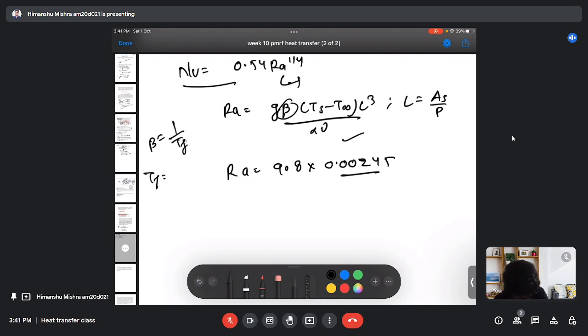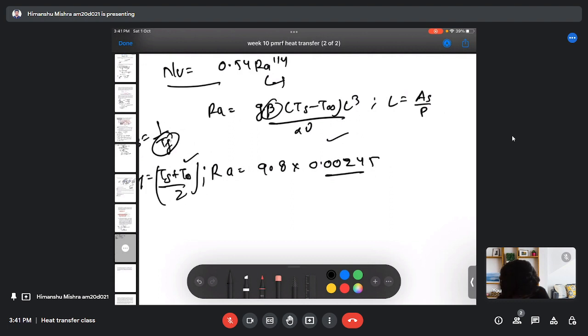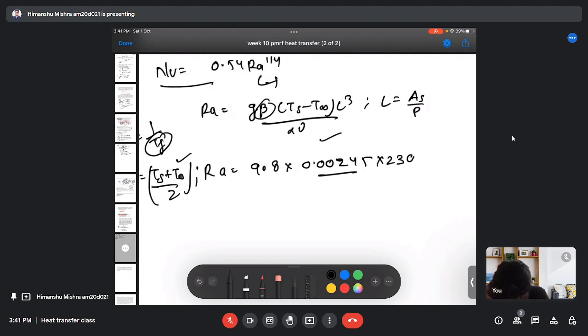And my mean temperature is given as surface temperature and ambient temperature. Just remember that these temperatures should be in Kelvin. So my mean temperature should be in Kelvin and my beta is just a reciprocal of the mean temperature. So this is my length, which we can obtain from the ratio of the surface area to the perimeter.